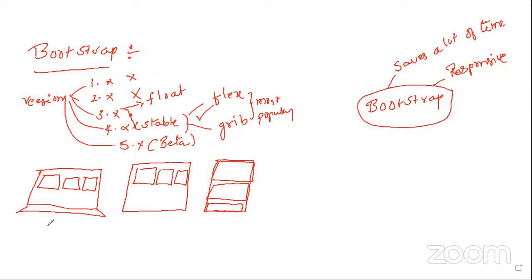This approach is called responsive. This is desktop. Same application, same page. This is known as tablet. This is known as mobile. Same web page, but with the different gadgets available in the market, there is a different way of displaying the output. This whole process is called responsive web design.